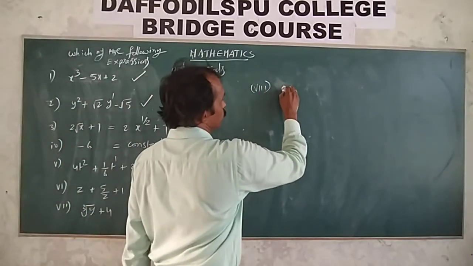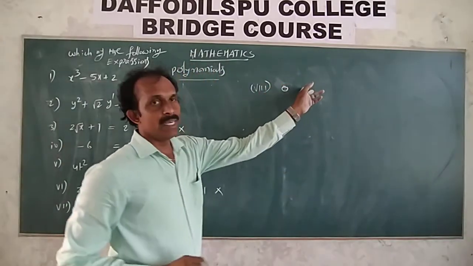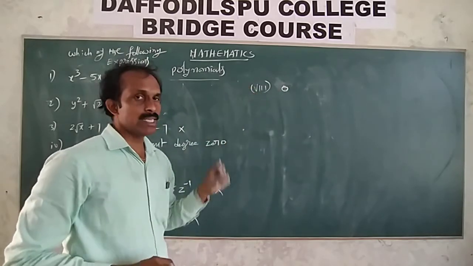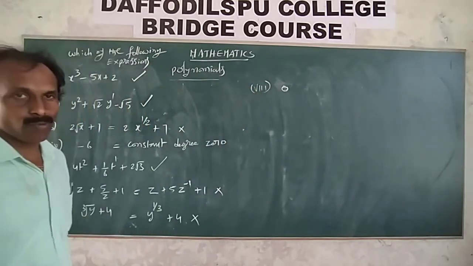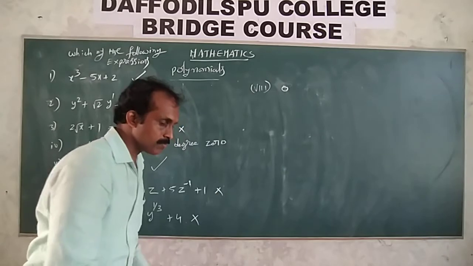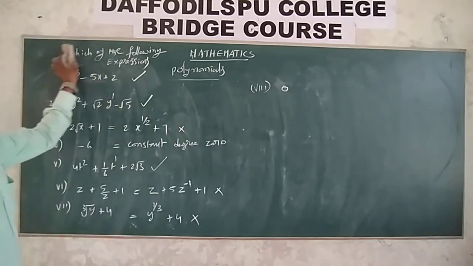So this one, 0. 0 is the zero polynomial. Its degree is not defined. Correct. So like this.